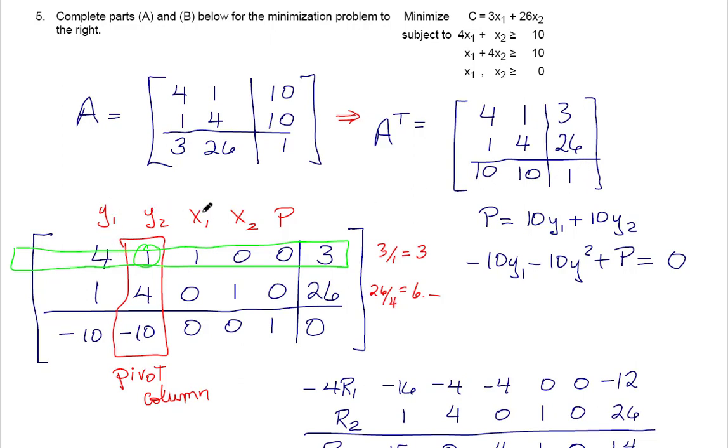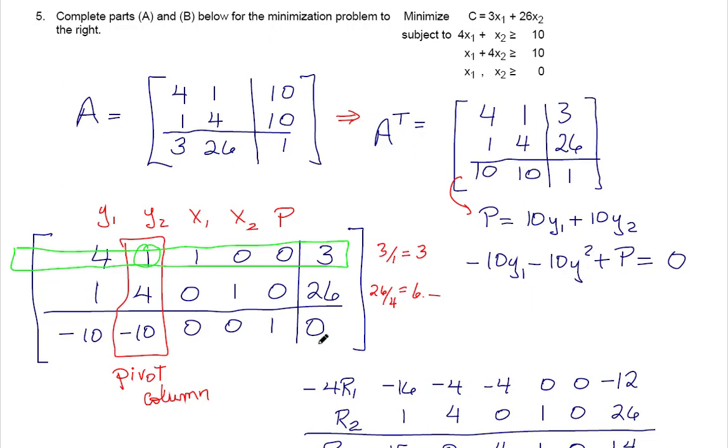Y1, Y2, X1, X2, P. So 4, 1, 4, 1. Our slack variable has a 1, 0, 0, 3. What about this one? 1, 4, 1, 4. A slack variable is in X2, so 0, 1, 0, 26. P right now looks like that. If I get a 0, move all of this stuff to the left, minus 10, minus 10, Y2, equals 0.